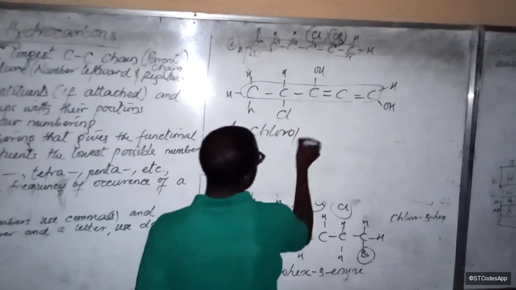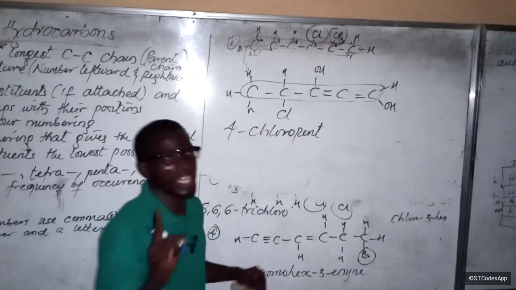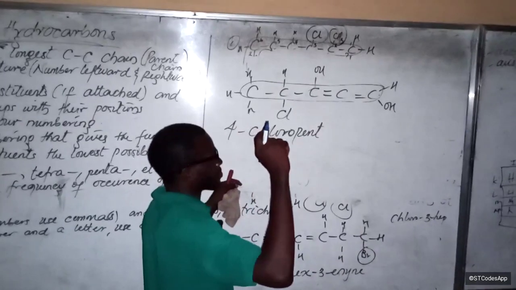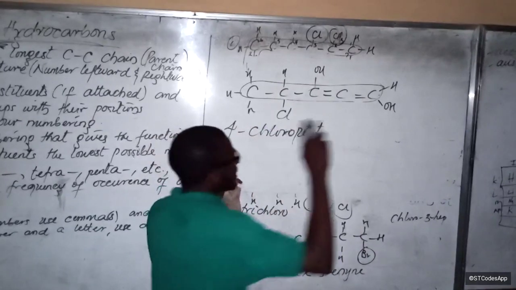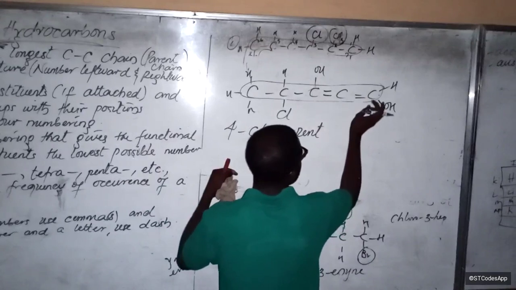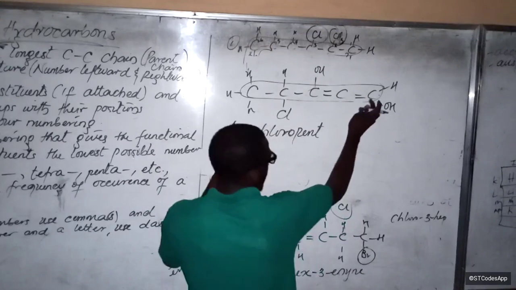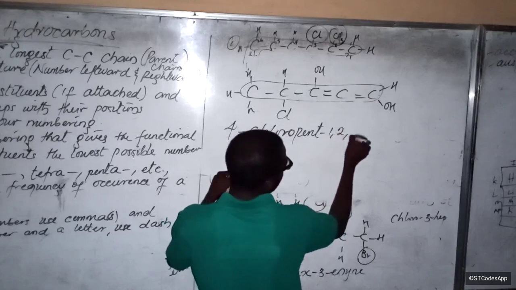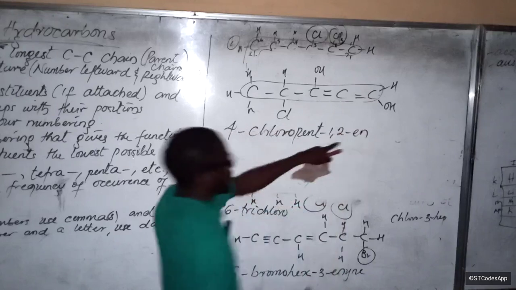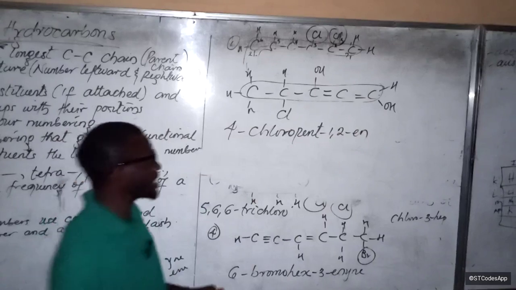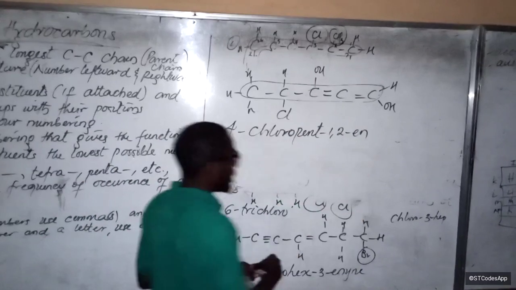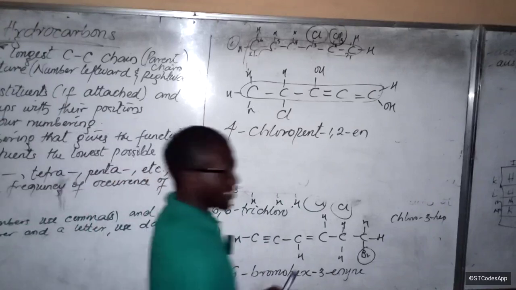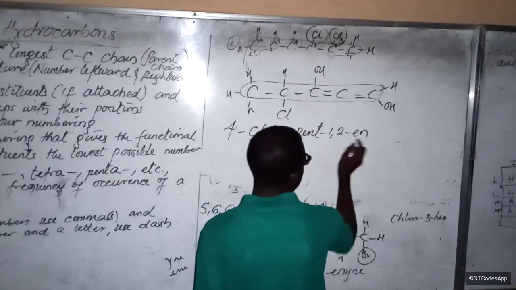So I have pent, as I said. Now, the double bond comes first. Is that okay? So we have 1, 2. The double bond is on carbon 1 and carbon 2. Is that okay? Pent-1,2-ene. That shows that the "ene" shows us that it is a double bond, isn't it? It is an alkene, is that okay? So we have 1,2-ene.